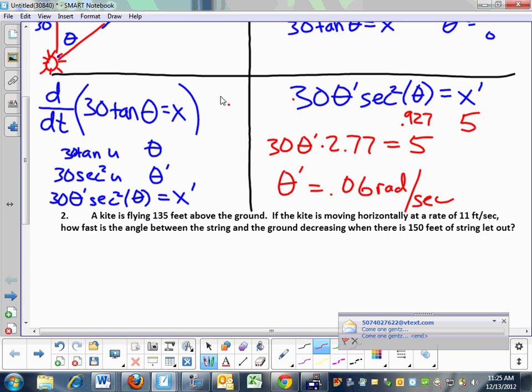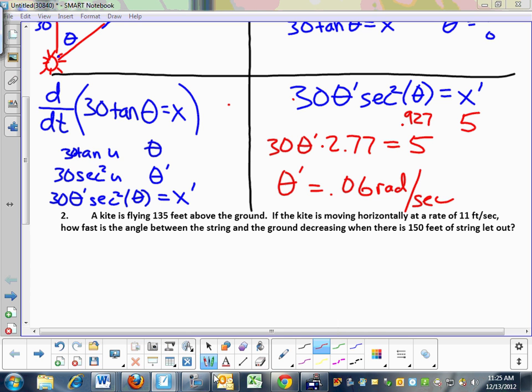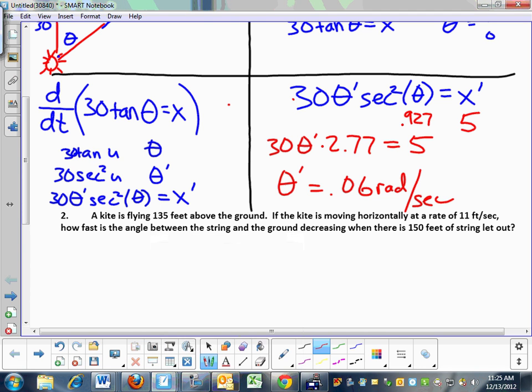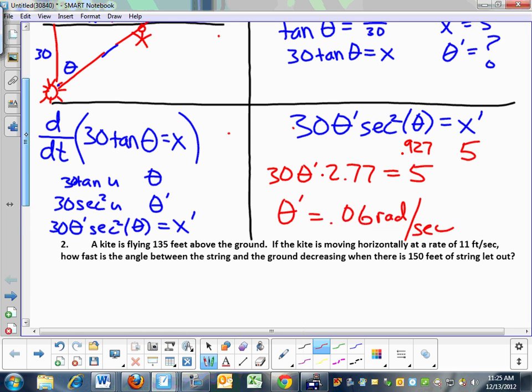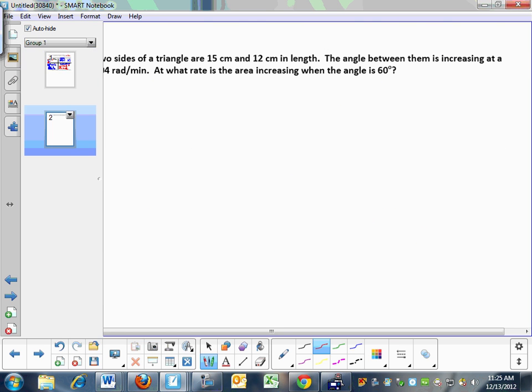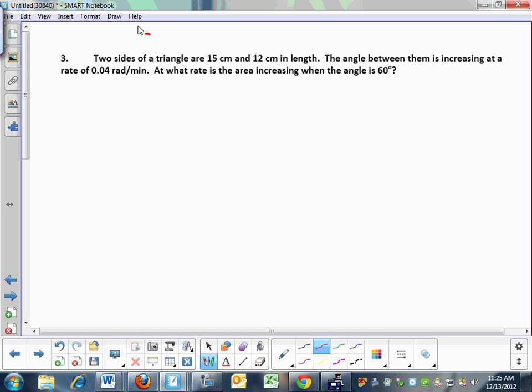That tells us that the angle is changing, so the angle is rotating at that instant at a rate of 0.06 radians per second. The man's walking and the spotlight stays on him. Skip the kite when we go to the backside.